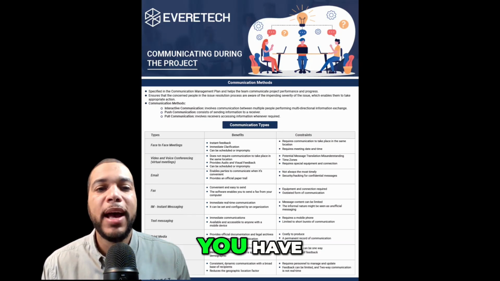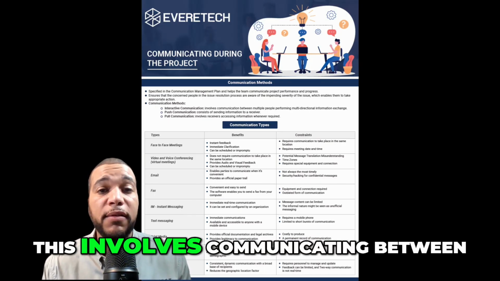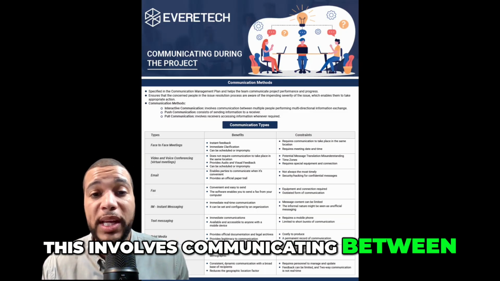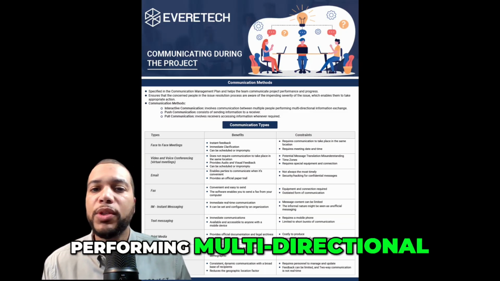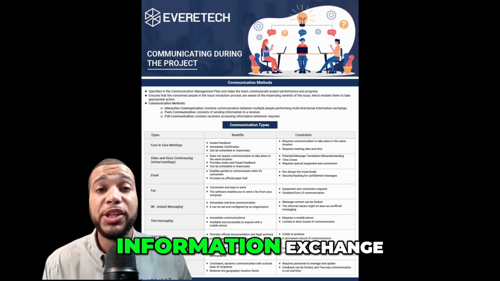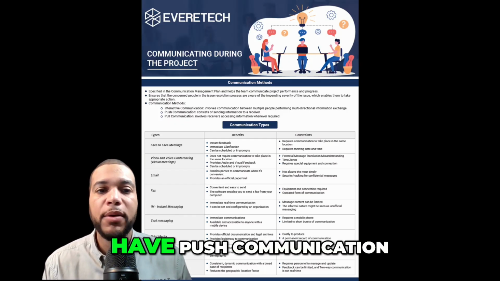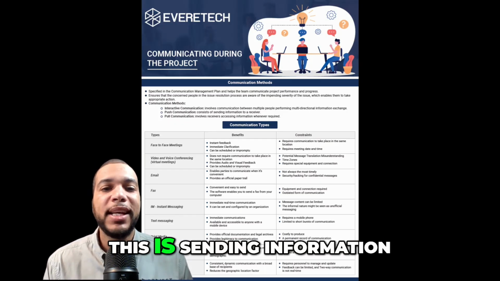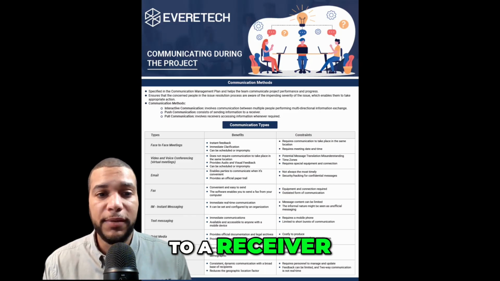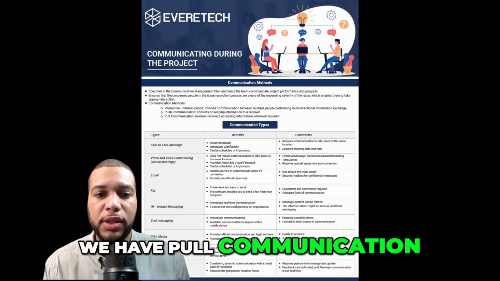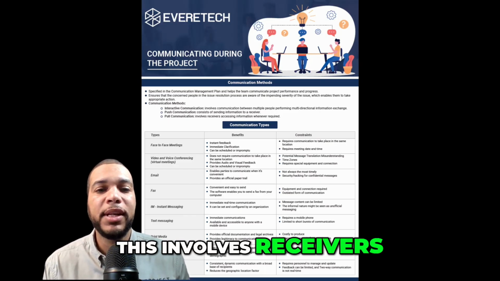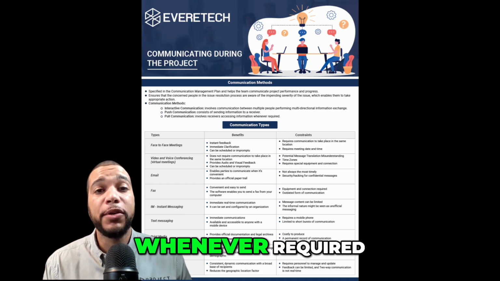Communication methods, you have interactive communication. This involves communicating between people, forming multi-directional information exchange. We also have push communication. This is sending information to a receiver. We have pull communication. This involves receivers accessing information whenever required.